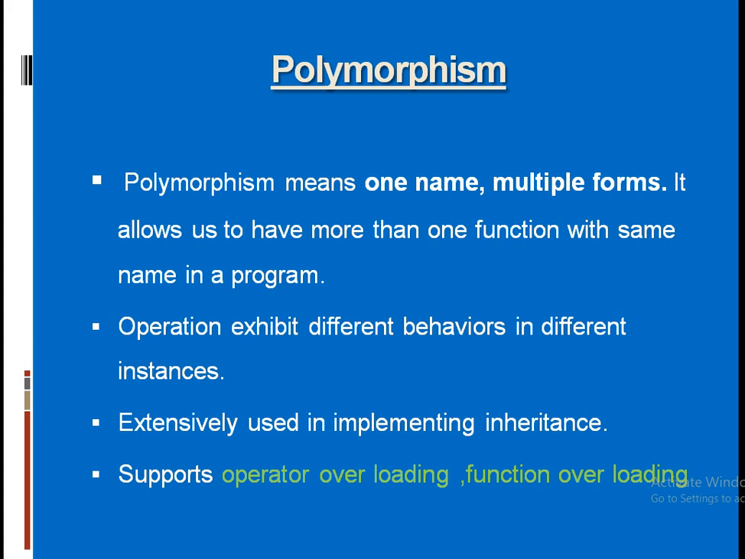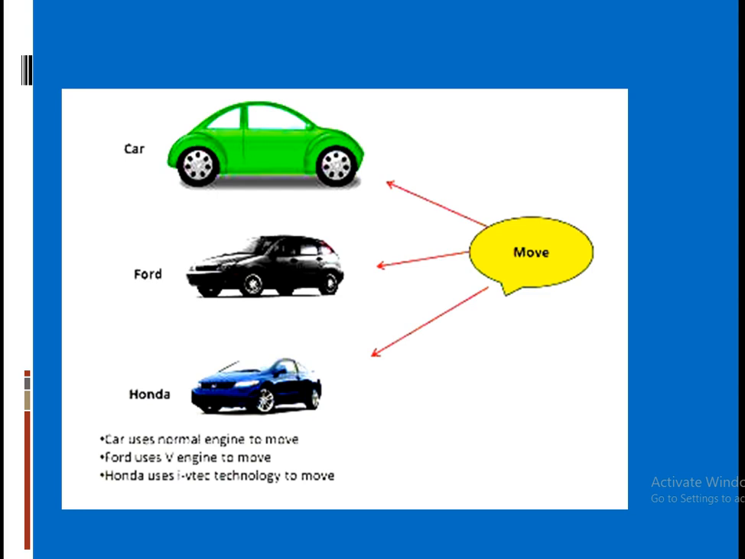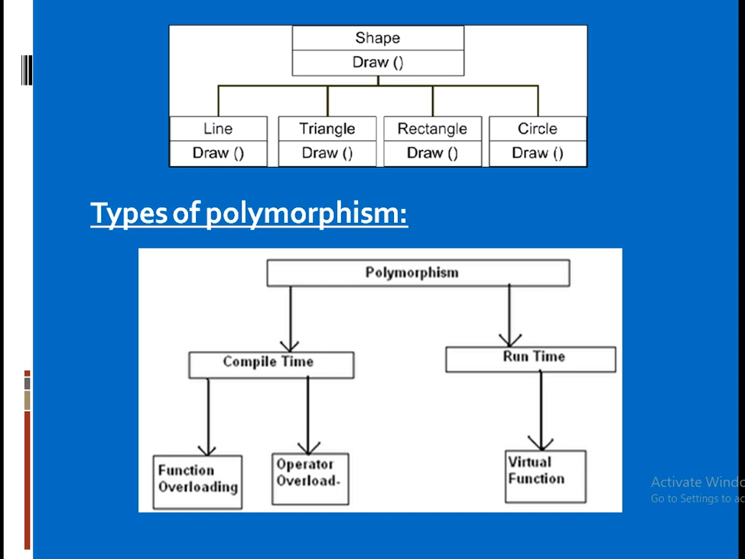Our next concept is polymorphism, where polymorphism means one name and multiple forms. That is, it allows us to have more than one function with the same name in a program. The operation exhibits different behaviors in different instances and it mainly supports operator overloading and function overloading. Polymorphism is classified into two types: compile time polymorphism and runtime polymorphism, where function overloading and operator overloading are examples of compile time polymorphism and virtual function is an example of runtime polymorphism.